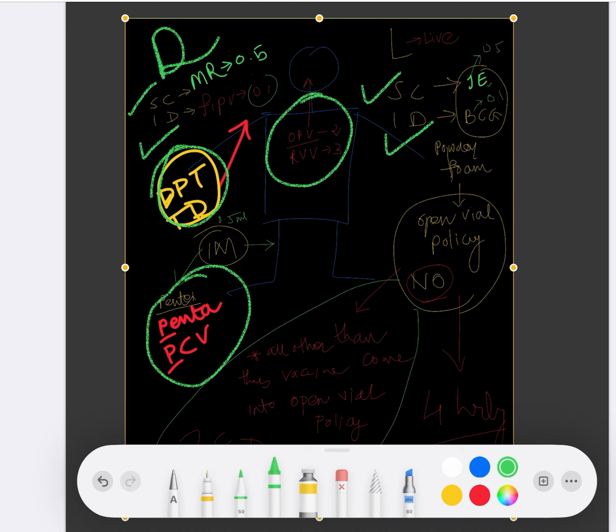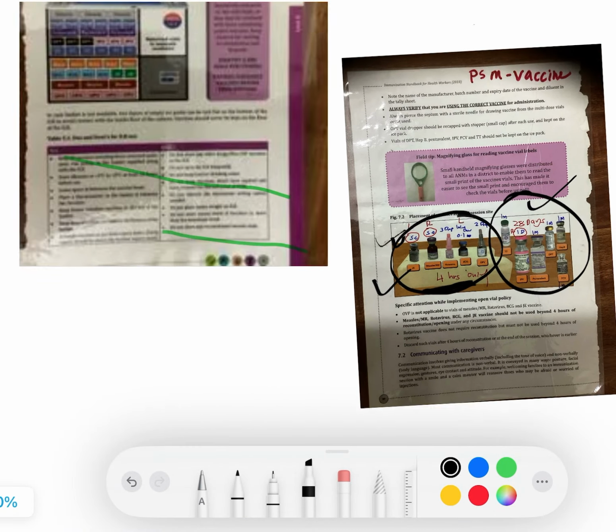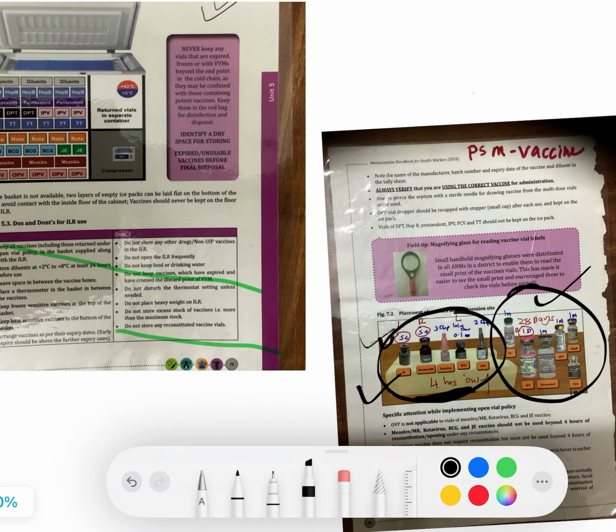Okay, let's clear the age first, then clear the 2 vaccines given subcutaneously, 2 vaccines given intradermally, 2 vaccines given orally. Then we finish the upper arm DPT and TD, and then the anterolateral side of the mid thigh. What are they? Pentavalent and PCV. Okay, let's clear that. We have already cleared half of the way. We have cleared everything. Okay, how it is kept in the fridge, ILR, that you have to remember.